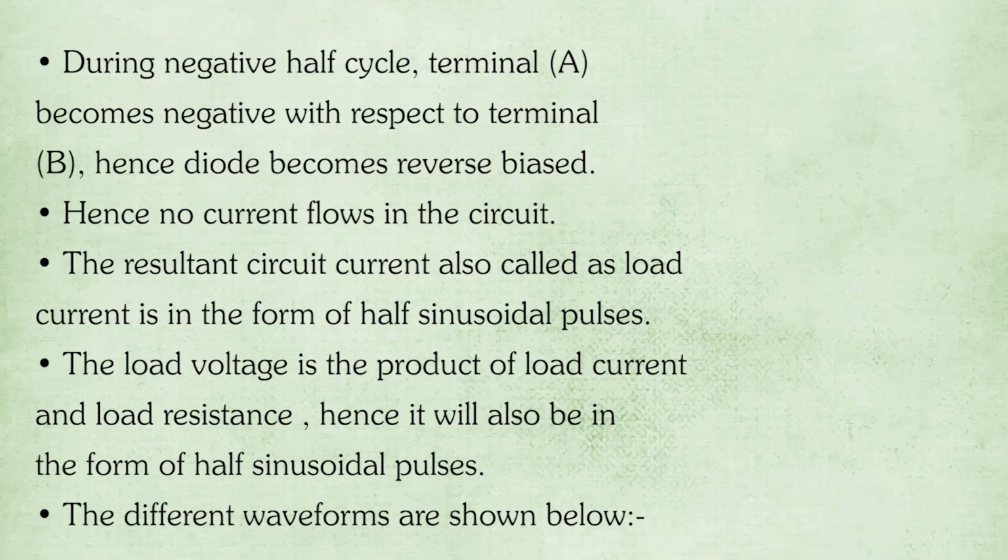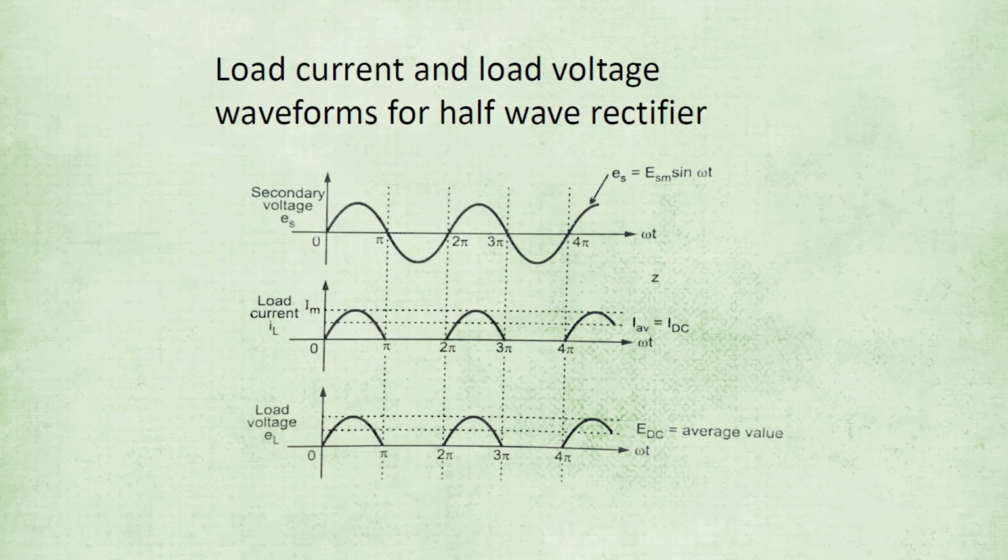So, in the output we will get discontinuous pulses, or we can say half sinusoidal pulses. The load voltage is the product of load current and load resistance, hence it will also be in the form of half sinusoidal pulses. The different waveforms are shown below in the given figure. So, the load current and load voltage waveforms for a half wave rectifier occur like this.